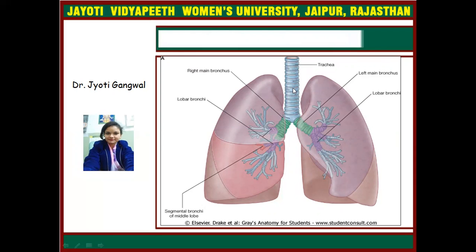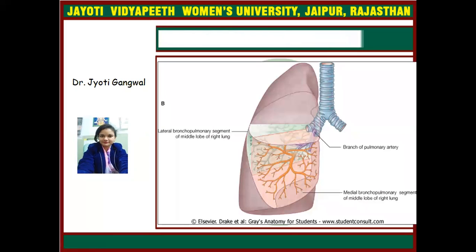This is the trachea. This is the right main bronchus. This is the left main bronchus. Now it is divided into lobar bronchi, then segmental bronchi. The microscopic view of the section of this area. This is the branch of the pulmonary artery. This is the lateral bronchopulmonary segment in the middle of the right lung, and this is the medial bronchopulmonary segment of the middle lobe of the right lung.